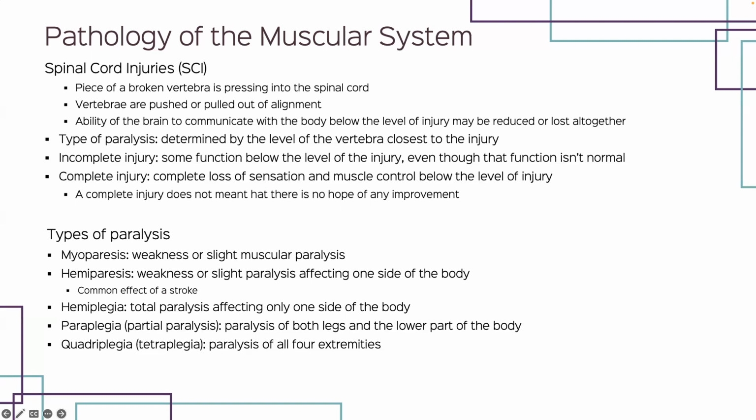And then as far as your paralysis goes, myoparesis is just going to be a weakness or slight muscle paralysis. Hemiparesis is going to be a weakness or slight paralysis of one side, whereas hemiplegia is going to be your total paralysis of one side of the body. Versus your paraplegia, which is of both legs and the lower part of the body, and then quadriplegia is all four extremities.